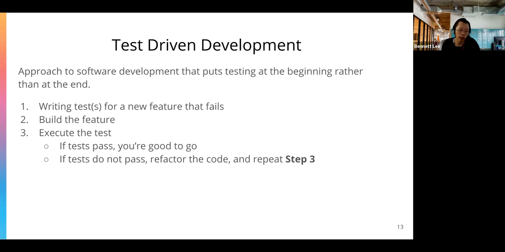But what you get is test coverage throughout your entire application. So in a test-driven development process, you write the tests for a feature that doesn't exist, which means that the test will fail because the feature doesn't exist. Then you build the feature to match the tests that you're testing against. And after the feature is built, once you execute the test, if it passes, then you're good to go.